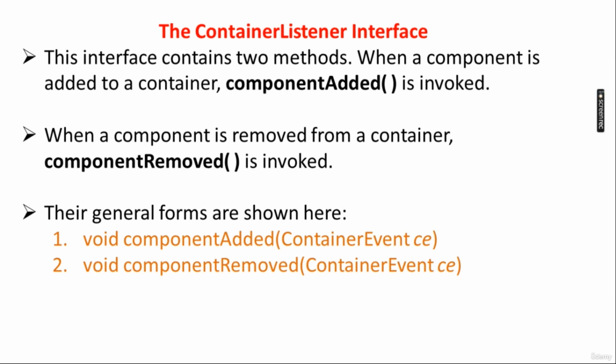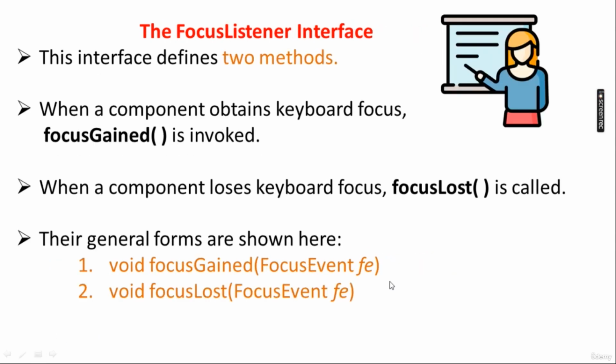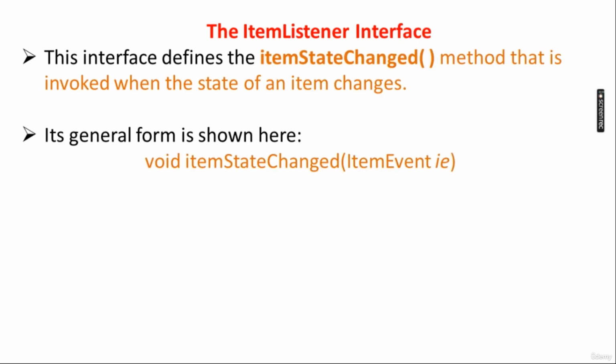ContainerListener interface. This has two methods. Component added is invoked when a component is added to the container. Component removed is invoked when a component is removed from the container. Okay. Void componentAdded(ContainerEvent c) and void componentRemoved(ContainerEvent c). FocusListener interface. This has two methods. Focus gained is invoked when a component obtains keyboard focus. When a component loses keyboard focus, focus lost is called. Void focusGained(FocusEvent fe). Void focusLost(FocusEvent fe).